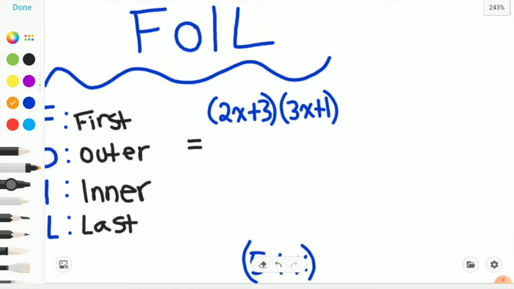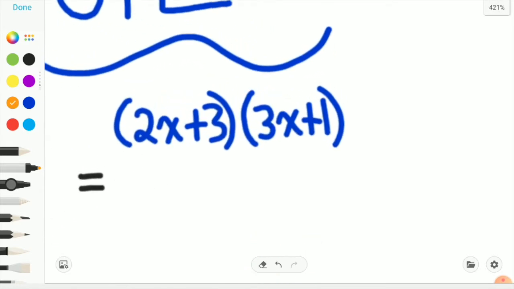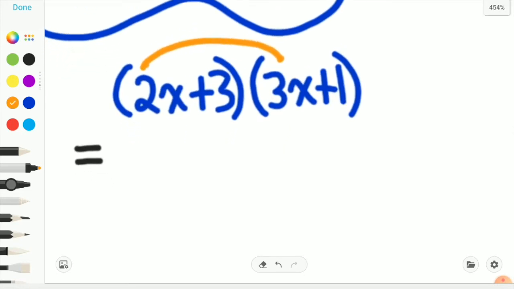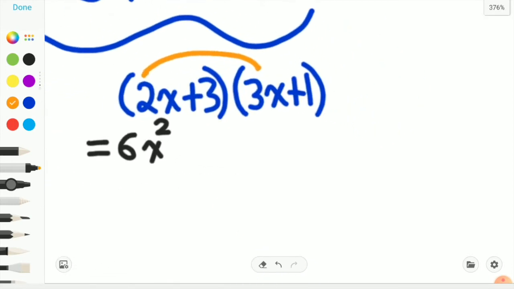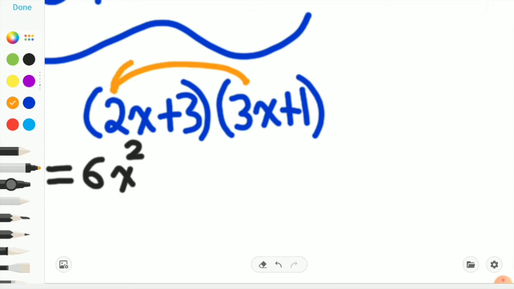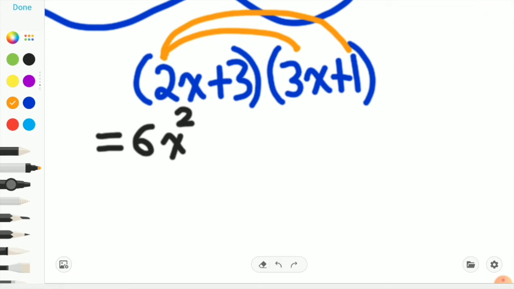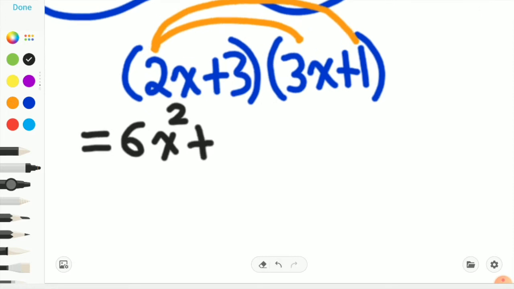Okay, so first, you take your first terms and you multiply them together. So 2x times 3x is going to be 6x squared. Okay, and then we have our outer. So like that, your two outer terms are multiplied now. And this is 2x times 1, which is 2x.